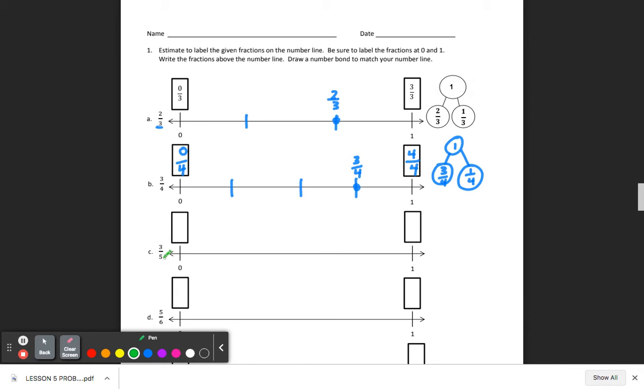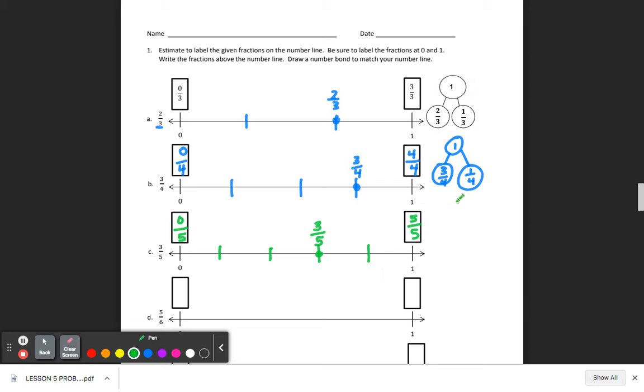Here in C, we have 3/5. So right here, we're on 0, so that should say 0/5 because that's our bottom number. Over here is our whole 1, so if our bottom number is 5, our top number is 5. 5 out of 5. And we are going to label 3/5. Okay? So let's see. I'm going to try 1/5, 2/5, 3/5, 4/5, and 5/5. So 0, 1, 2, 3, 4, 5. And I need to plot 3/5, which is going to be right here.